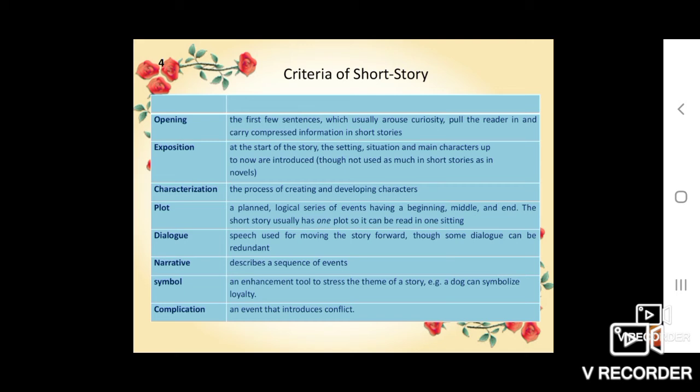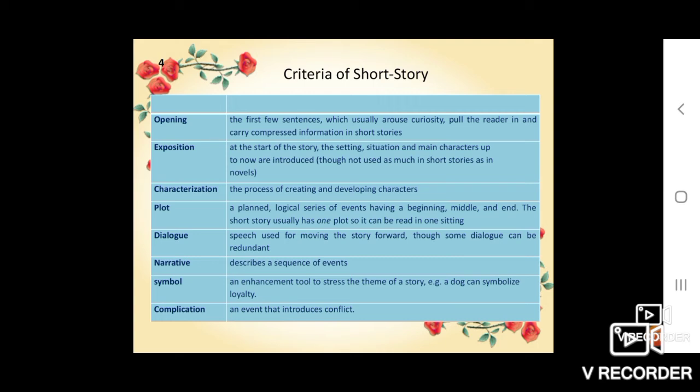After this opening, there should be exposition. What is meant by exposition? Let's see. At the start of the story, the setting, situation and main characters are introduced. Though it is not used as much in short stories as in novels, a little bit of exposure should be given.